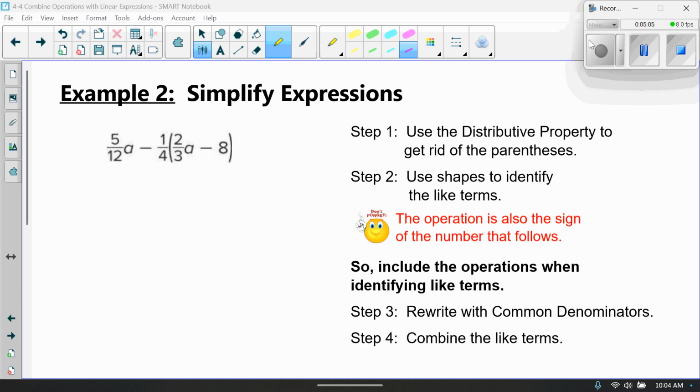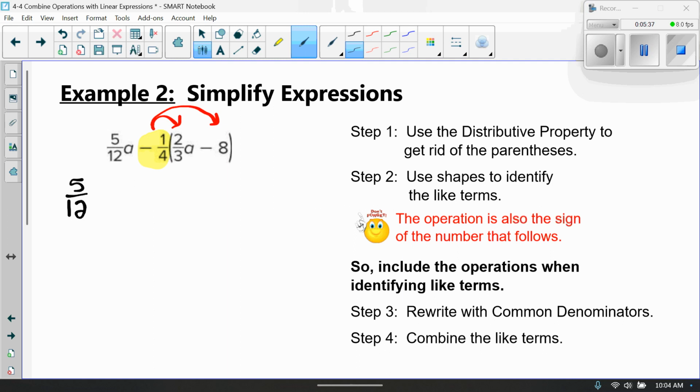All right, example 2, you knew I was going to do it. We got fractions. Okay, so the first thing we're going to do is use the distributive property. So we are distributing a -1/4 throughout the parentheses. And I'm going to do some scratch work on the side if I need to. So we're going to bring down this 5/12a, and now we distribute. So this is going to be a -1/4 times a positive 2/3 a.